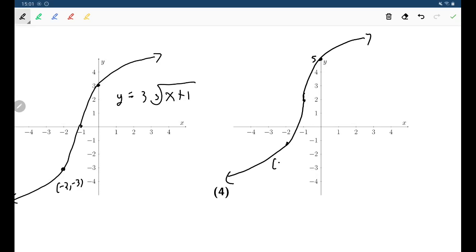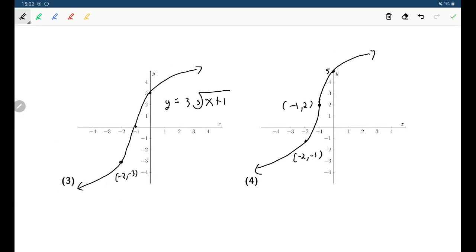And let's do some labeling here. There we go. So I've got my points -2, -1. I have my point -1, 2. And I've got my point 0, 5. And that's my graph of f of x, 3 times cube root of x plus 1 plus 2.